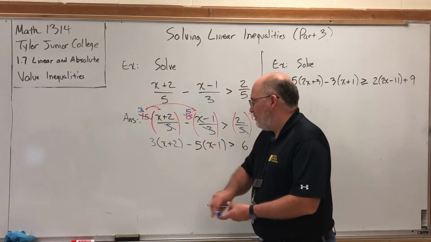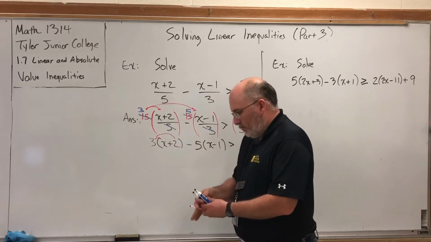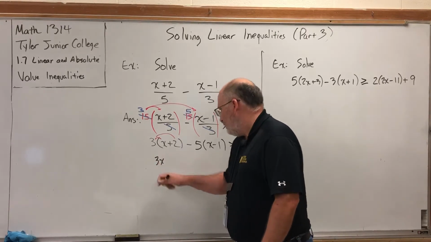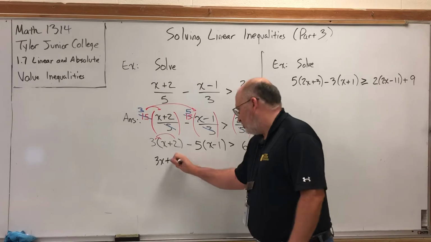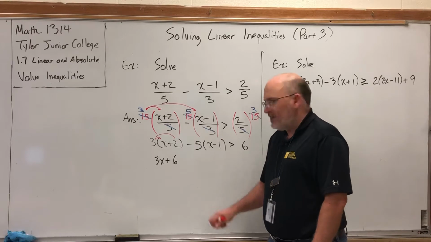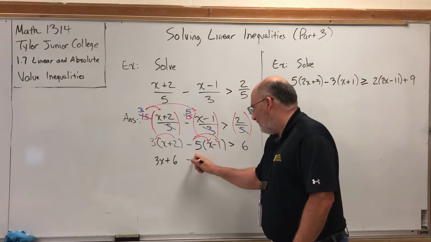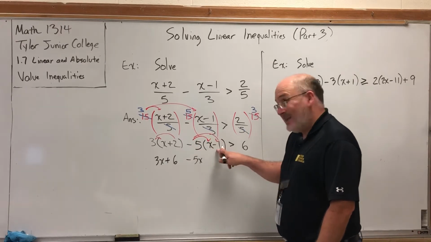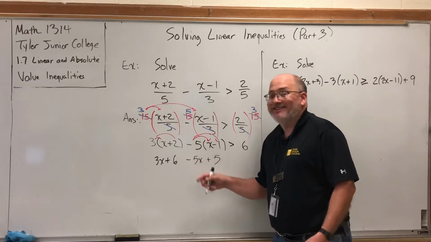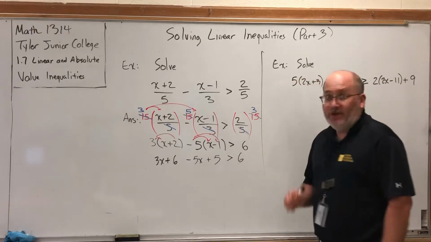using the distributive property. So if we distribute the 3 across the first parentheses, we will get 3 times x is 3x, that's pretty easy, plus 3 times 2 is 6. And on the second parentheses, we're not distributing a 5, but a negative 5. So negative 5 times x is negative 5x, and negative 5 times negative 1 is positive 5. Always be careful when you're distributing and there's a negative in front, it's easy to lose track of it. And we still have the greater than and the 6. They're just sitting there patiently.